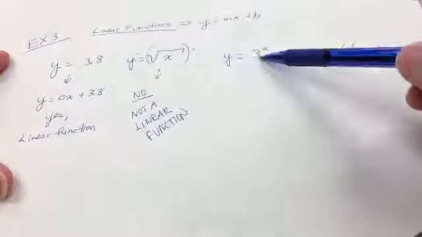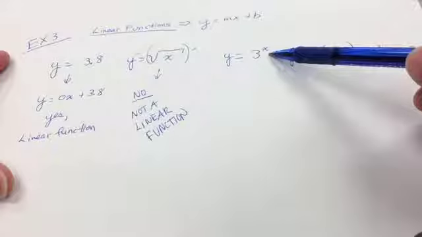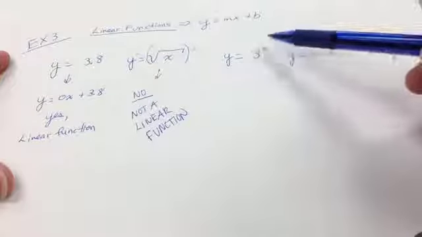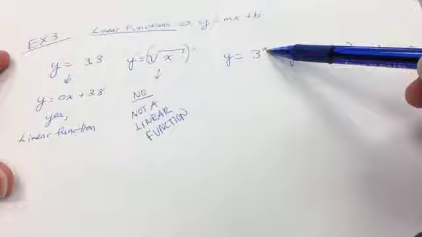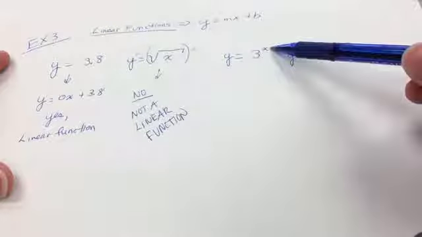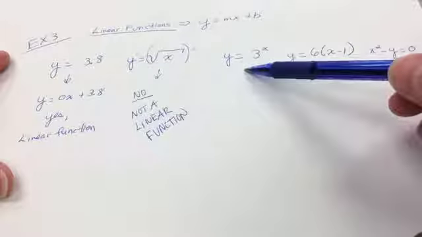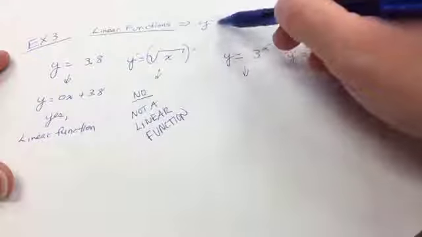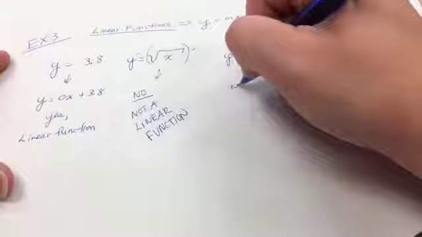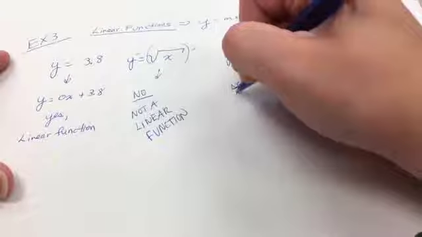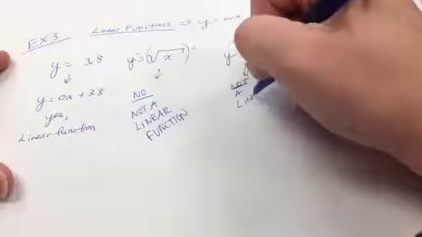If we look at this one, this has an exponent of x. There's no possible way to get this x by itself. So because you're raising it to the power of x, there's no way to bring this down to be the base. So this cannot be written in the form of y equals mx plus b. So no, not a linear function.